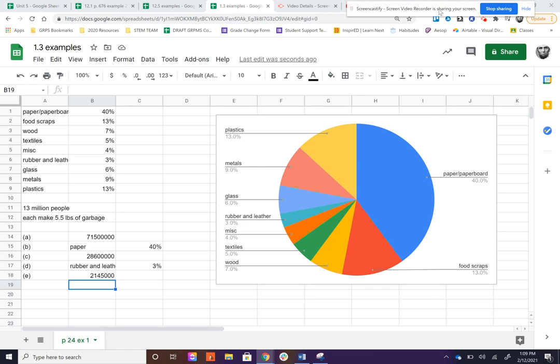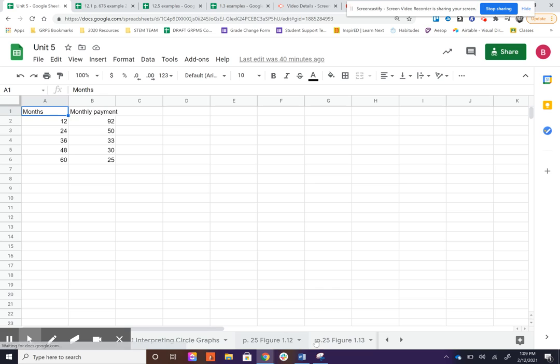Okay, so let's go to another example. Page 25, we're going to look at figure 1.12. I think I actually have this in another place. Okay, so we're going to create a bar graph out of this.